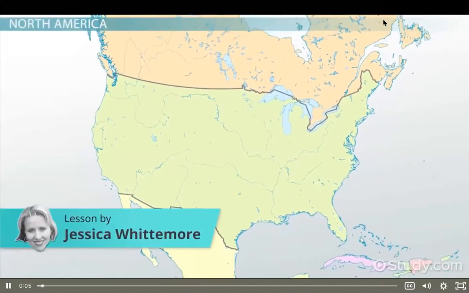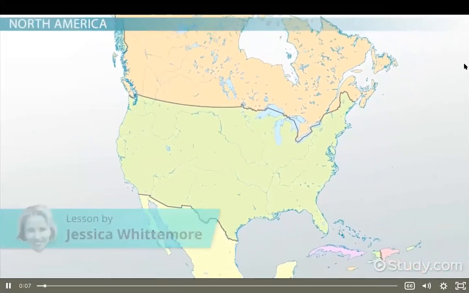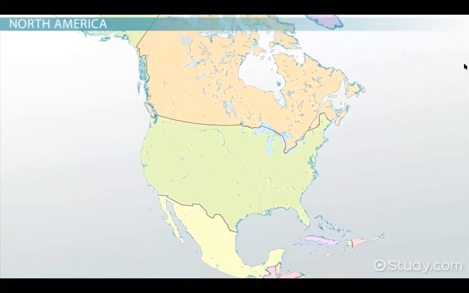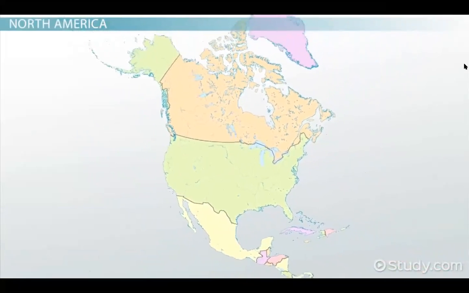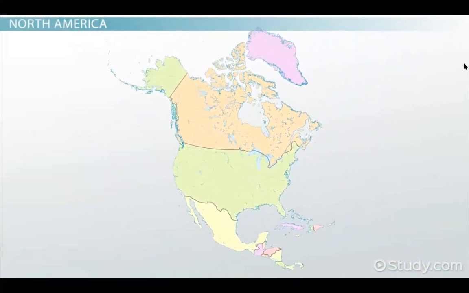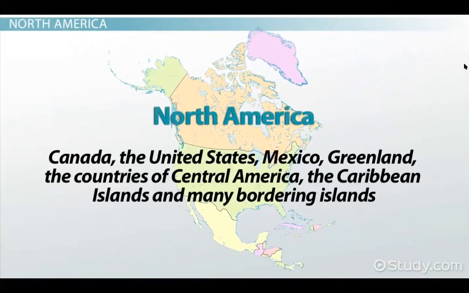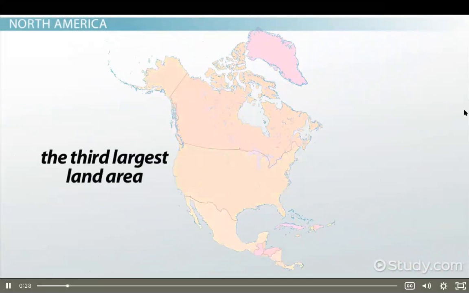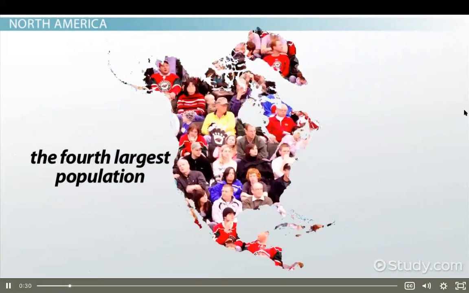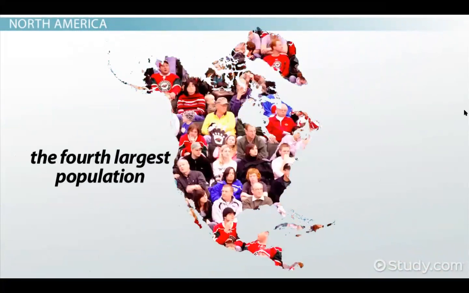When it comes to the regions of North America, they're as varied as their people. Today we'll take a look at these five regions, paying special attention to their physical characteristics and the humans that inhabit them. To kick things off, North America is made up of Canada, the United States, Mexico, Greenland, the countries of Central America, the Caribbean islands, and many bordering islands. As for land area, it's the third largest of the world's continents. As for population, it comes in fourth.